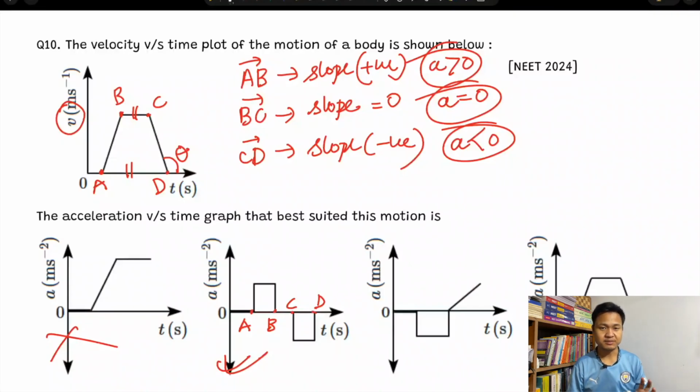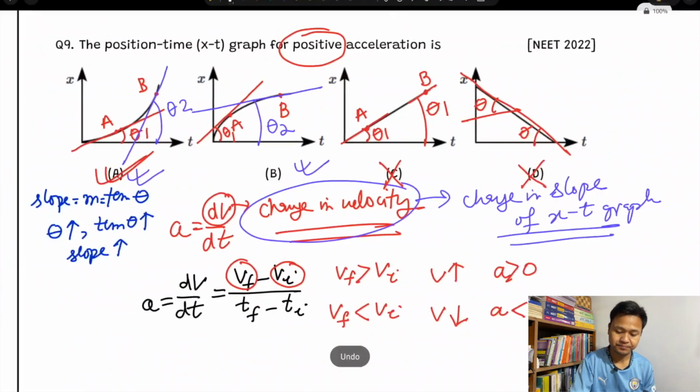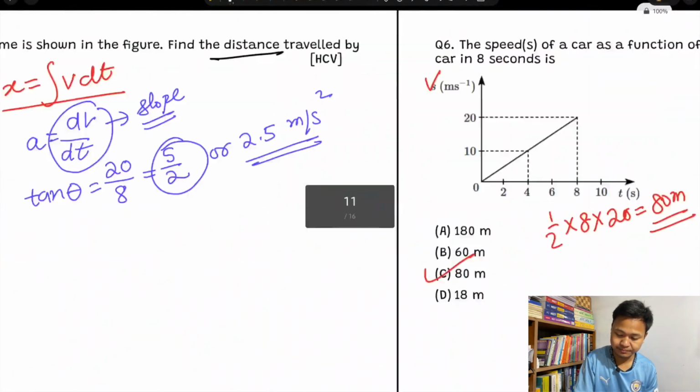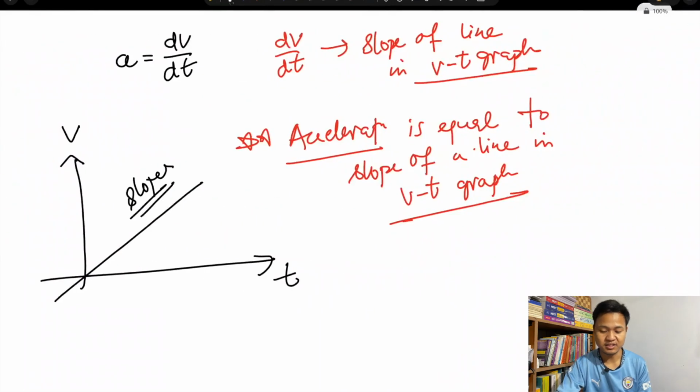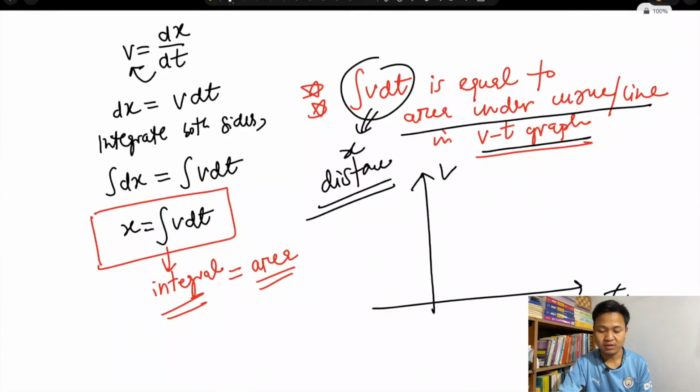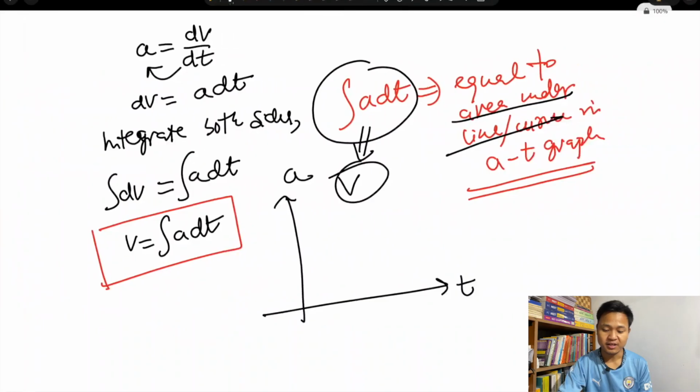So those four concepts that I taught you in the very beginning. Okay, let's go back here. In an x versus t graph, velocity is equal to the slope of the line. In a v versus t graph, acceleration is equal to the slope of the line. In a v versus t graph, distance is given by the area under the curve. And last, in an a versus t graph, velocity is given by the area under the curve. Those are the 4 points you remember.